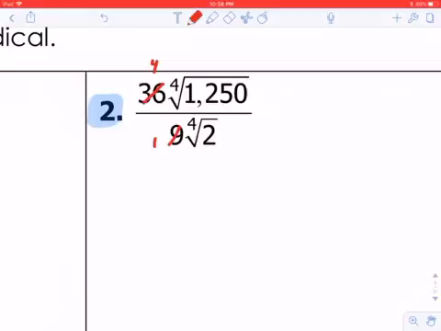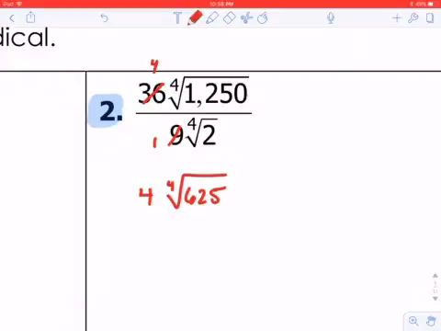Again, that's going to be in the radical, but you just divide those terms. So this is going to be 4 and then the 4th root of 625. Again, just divide the numbers and divide the radicals. And that's it. And you just got to simplify.